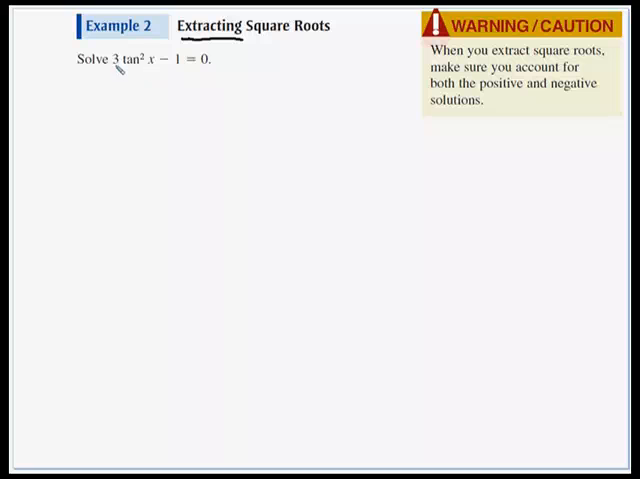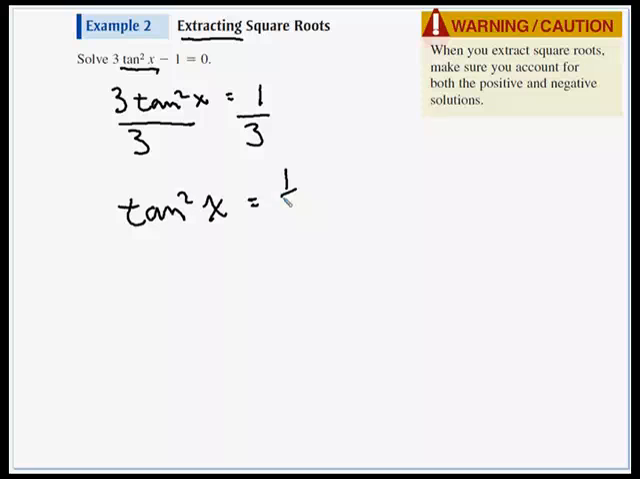So here we're pretty close. We just got to get our tan squared isolated. So the first thing would be to add 1 to each side. 3 tan squared of x equals, we'll add 1 and it'll be positive 1 on the other side. Divide by this 3. So we have tan squared of x equals 1/3.